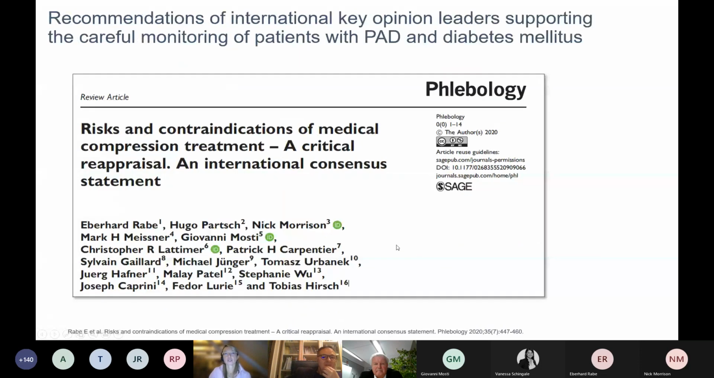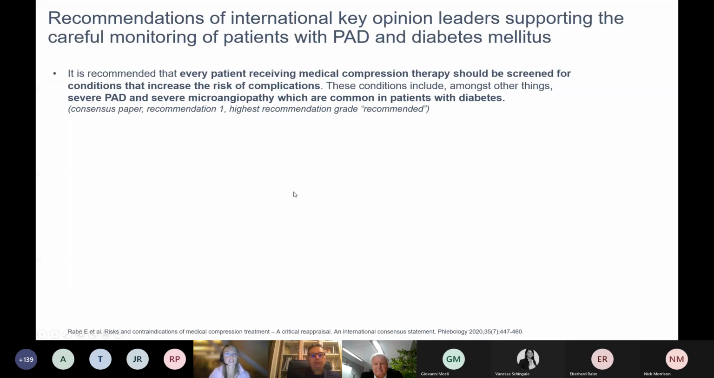And finally, I want to close up my presentation with this great publication, which was currently published by key opinion leaders, who are also present here in the virtual room. I think the new stocking, the newly presented study, and also this great international consensus document now give us the opportunity to offer stockings to patients with PAD and diabetes mellitus, because in this consensus document there are several recommendations which perfectly fit my presentation. In recommendation 1 it is mentioned that patients should be screened for risks of complications like PAD, microangiopathy, or diabetes.